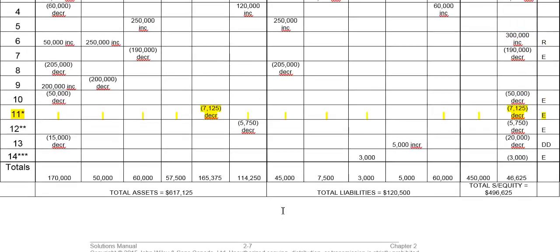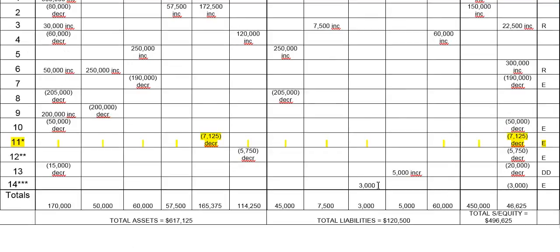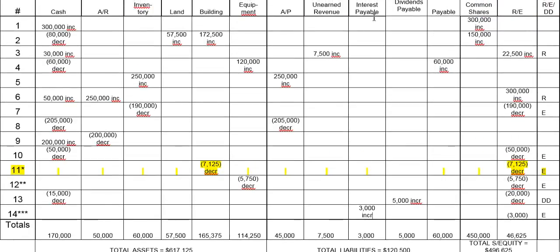So let's have a look at how this works. If you look at number 14, it says the interest expense on the note payable was recorded, but it didn't say that they paid it. It didn't say they paid the interest. So we're going to set the interest payable up, which is increasing. When interest payable increases, it's a liability, so liabilities increase. But we've also incurred a cost of doing business, which is an expense, which is going up.